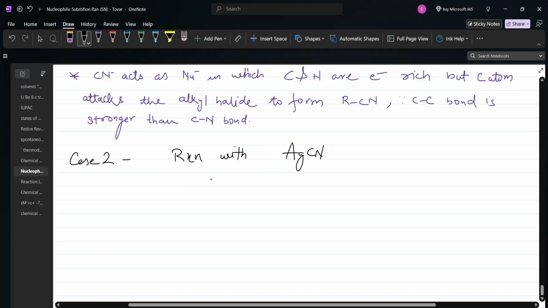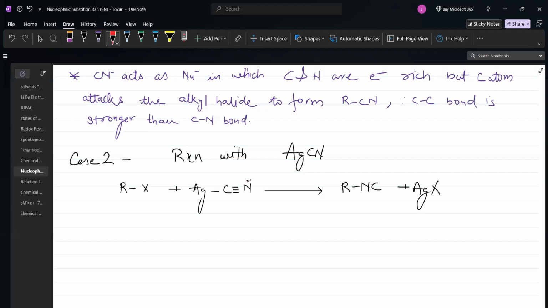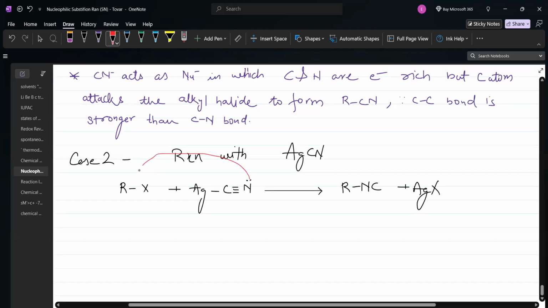What is the special thing here? When it is reacting with RX, in AgCN, carbon is already bonded with silver with a covalent bond, and we have this structure like this. On reaction, we get RNC plus AgX. AgX is not that important, but this is important. What is happening? This nitrogen has the lone pair, which has the ability to attack this alkyl group, since it has a delta positive charge.